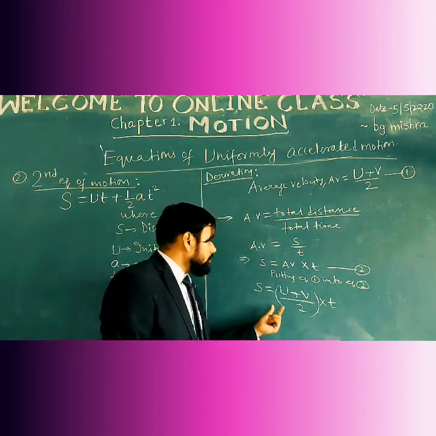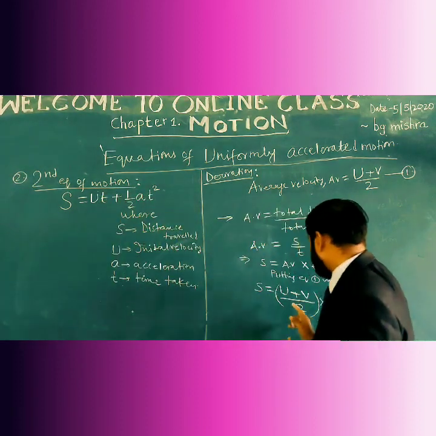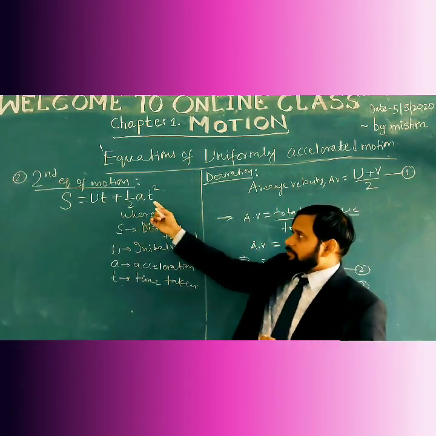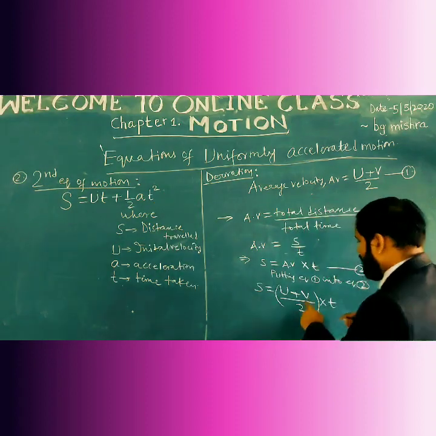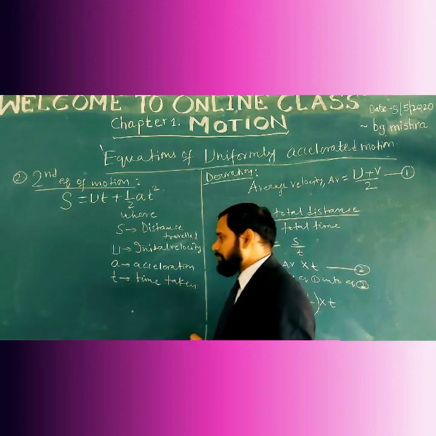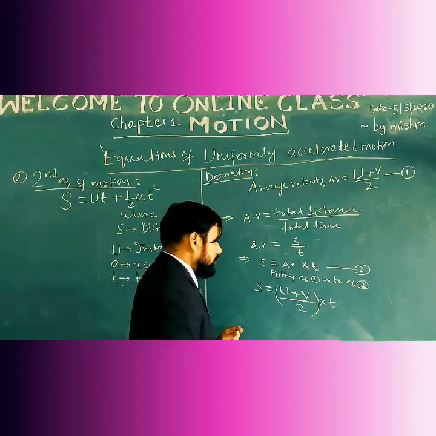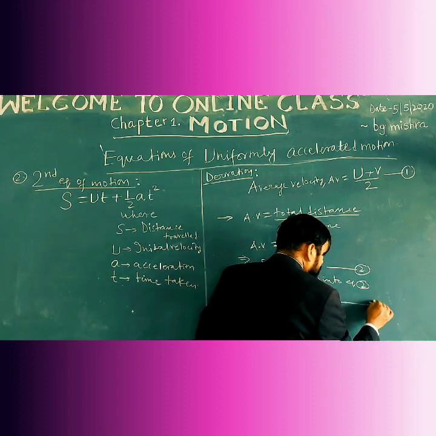Now as you know, in the second equation of motion, we have got the term acceleration, but now here there is no term for acceleration. So we have to do something so that we can get the value of acceleration. So take this equation as 3.